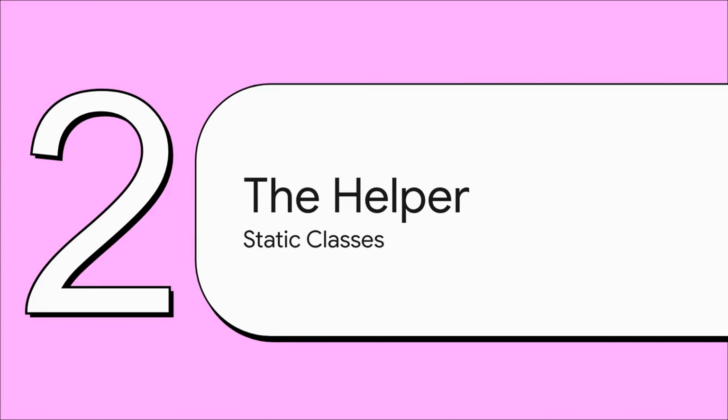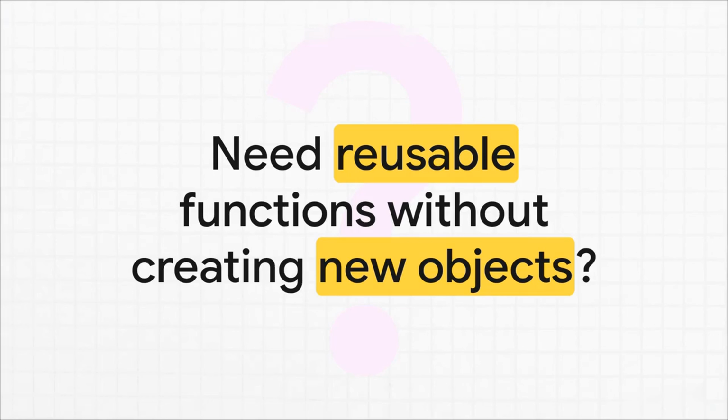Okay, next tool out of the bag, the helper. This is like that trusty multi-tool you keep on your belt at all times. In programming, we call this a static class. So think about all those little utility functions you need all the time, like calculating a discount, or converting Fahrenheit to Celsius, or validating an email address. Doesn't it just feel like overkill to have to create a whole new object just to do one of those simple tasks? It feels wasteful, doesn't it? There's gotta be a better way.